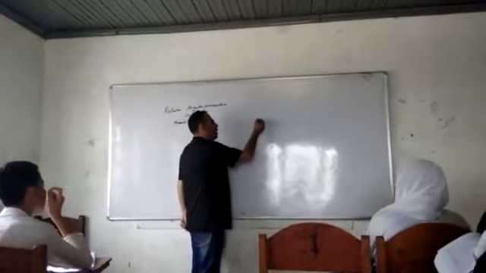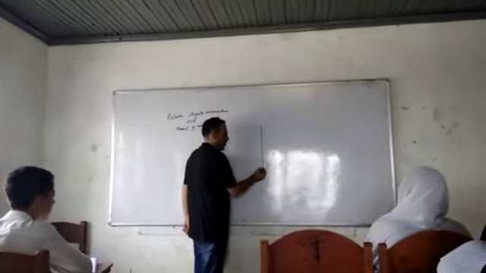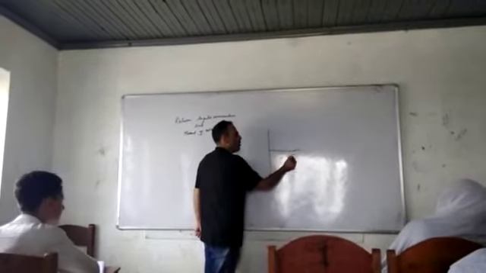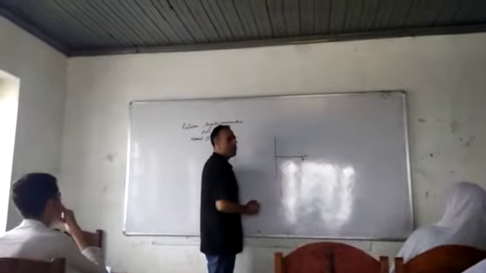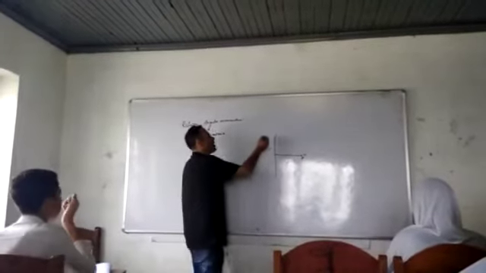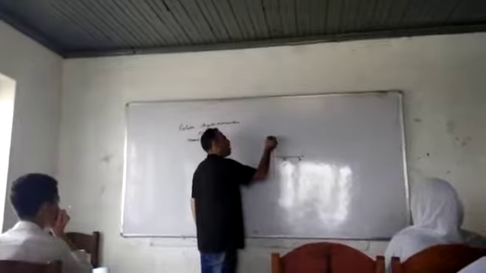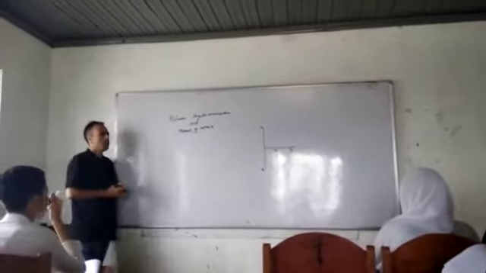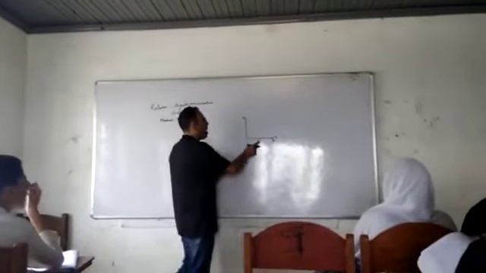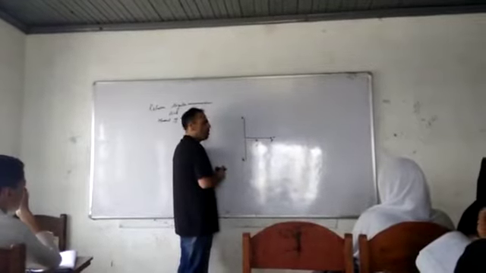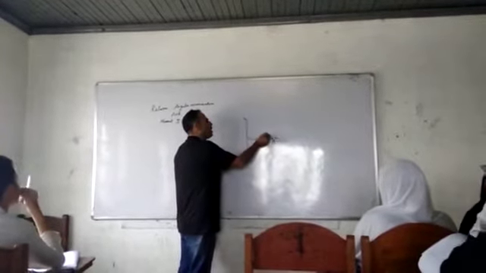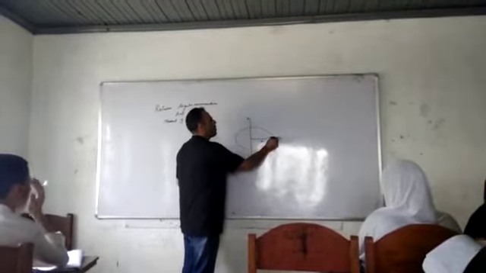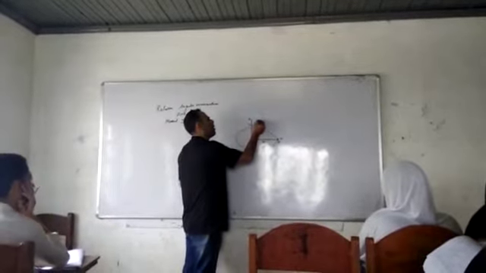Suppose we have a particle, say a particle of mass m, which is located at point P at a distance r from this vertical axis AB. P is a point which is at a perpendicular distance r from a vertical axis AB. Suppose this particle rotates about this vertical axis AB with an angular velocity omega.